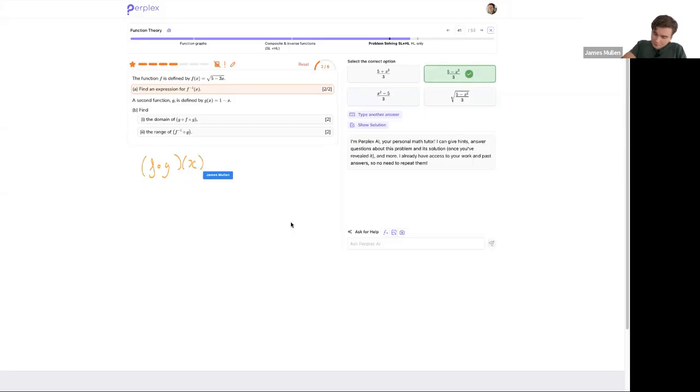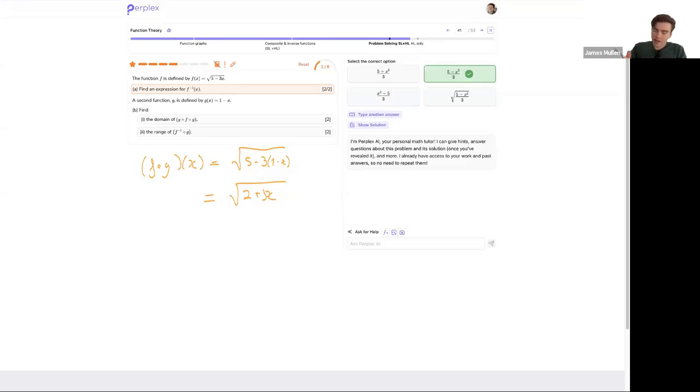So let's do that. f of g of x is the square root of 5 minus 3 times, and I plug in now g, 1 minus x. So this becomes the square root of 2 plus 3x. Sorry, I said 2 plus x, that's supposed to be 2 plus 3x. Think about the domain of this.